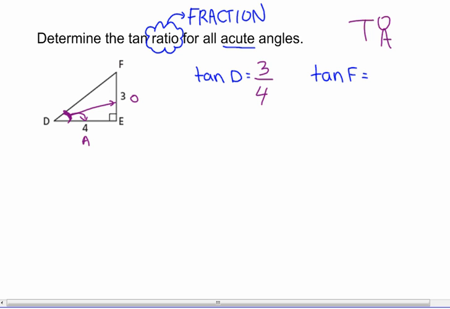Angle F, tan of F. So again, the tan ratio is always TOA, opposite over adjacent. So for angle F, who's opposite to angle F? Would be 4. And who's adjacent to angle F? Would be 3. Yeah, they'd always be inverted for tan. Okay, so that is not always the case for cos or sine, just for tan.